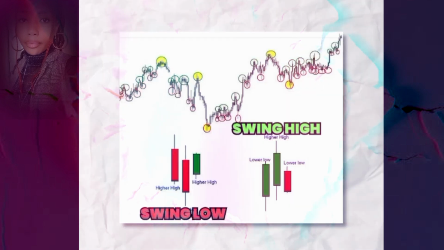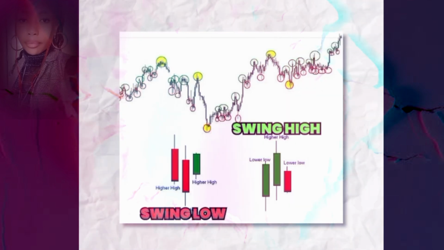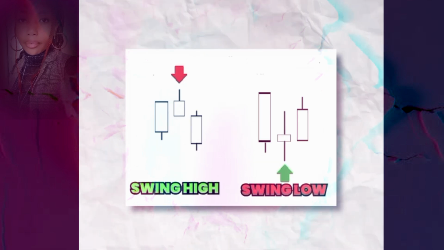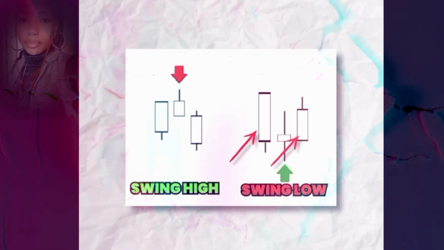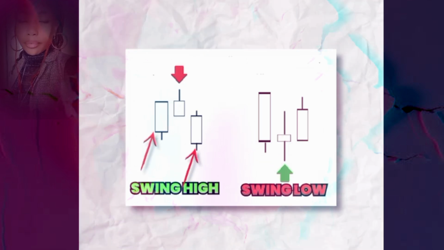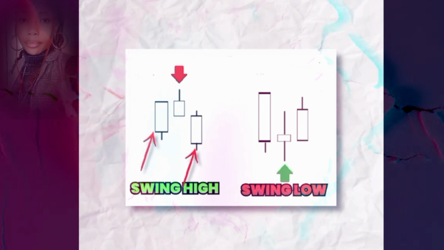External range liquidity can be identified by using swing highs or lows. A swing low is any low that has a higher low on the left and right of the candle. A swing high is any high that has a lower high on the left and right of the candle.